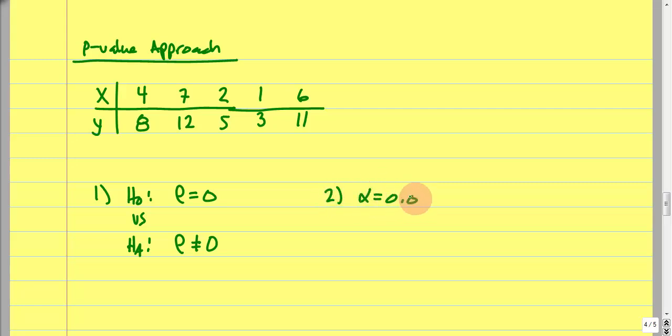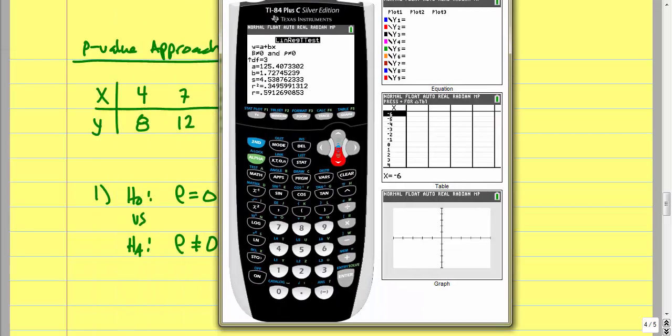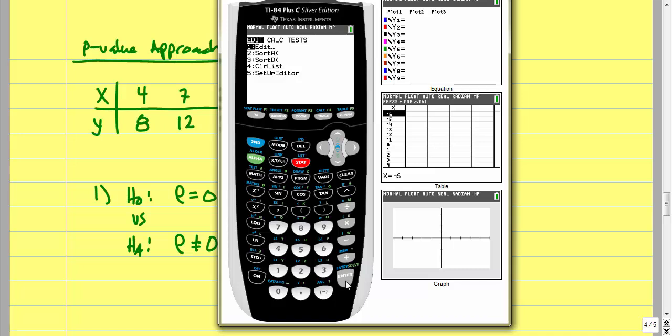So alpha equals 0.05. Now to get started, the first thing we should probably do is to look at this and determine whether we even think it's reasonable to say that there's a linear correlation. So let's go ahead and go to Stat, Edit. Let's go ahead and clear out both my lists, and if you have other lists, you can clear yours out as well. And let's go ahead and enter the data.